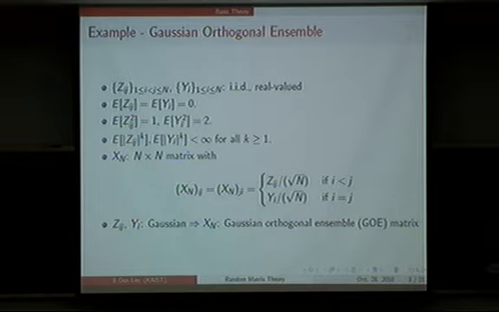Perhaps they could use names like Gaussian symmetric ensemble instead of orthogonal ensemble, but I don't know why. They just use orthogonal ensemble for this case. For the same reason, later we're going to have the Gaussian unitary ensemble instead of orthogonal, but in that case the matrix is Hermitian. So, in addition, if the Zij's and Yi's are Gaussian, then we have the Gaussian orthogonal ensemble. So we call this Xn a Gaussian orthogonal ensemble matrix.